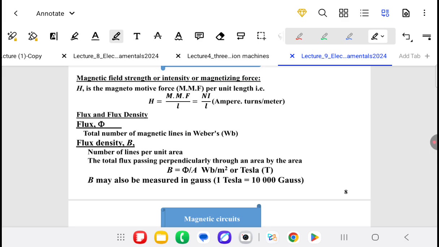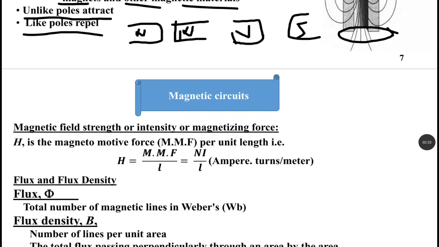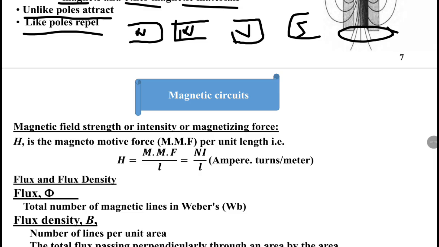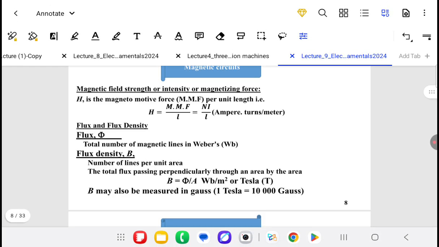For the magnetic field, we have the magnetic field strength or intensity, also called the magnetizing force. All are the same. Magnetic field intensity or magnetizing force, H, is the magnetomotive force per unit length, which is equal to the magnetomotive force over the length of the magnetic path. The magnetomotive force is equal to number of turns times current, and L is the length of the magnetic path. We have flux and flux density.